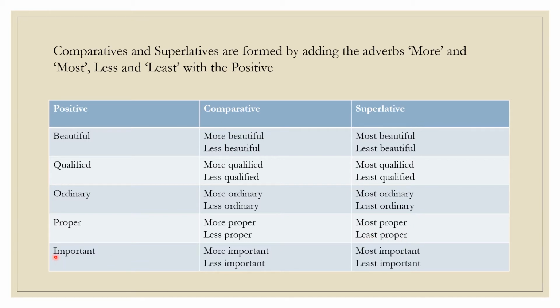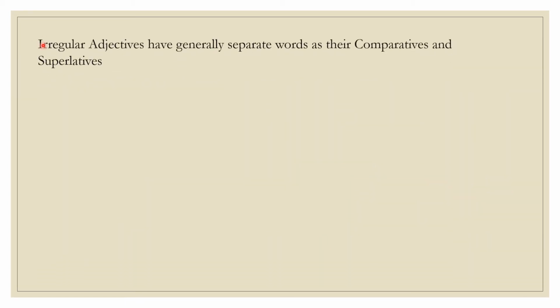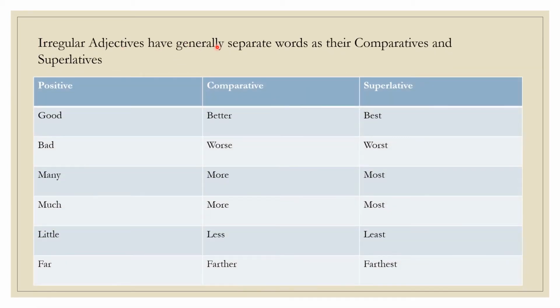The next example: important, more important, less important, in the comparative degree. In the superlative degree, most important, least important. Irregular adjectives have generally separate words as their comparatives and superlatives. Look at the following examples. Look at this table: positive, comparative, superlative. So these are certain irregular adjectives.